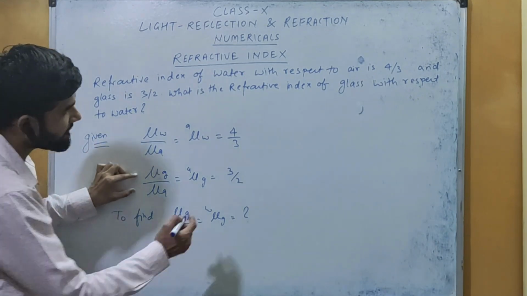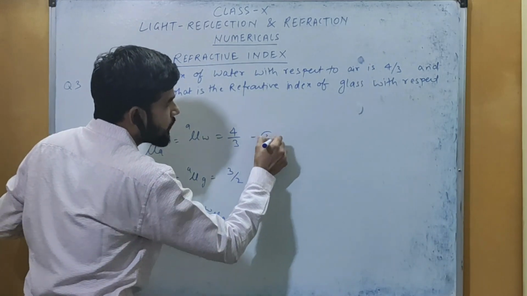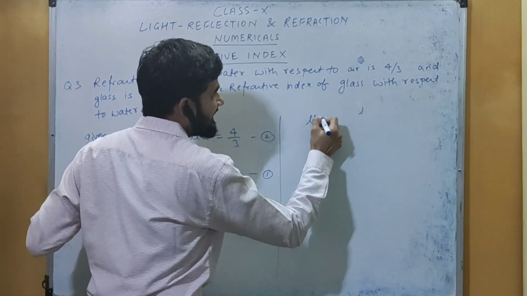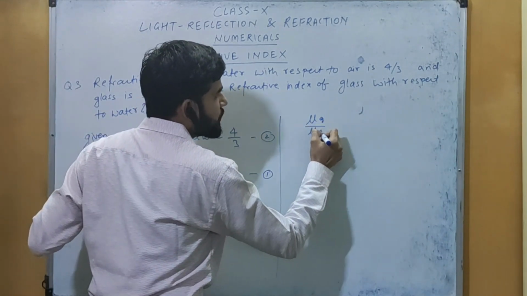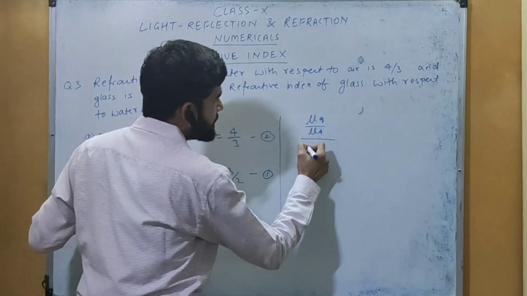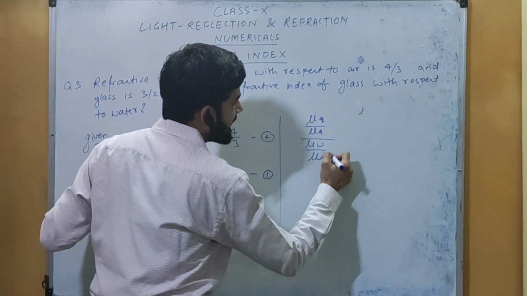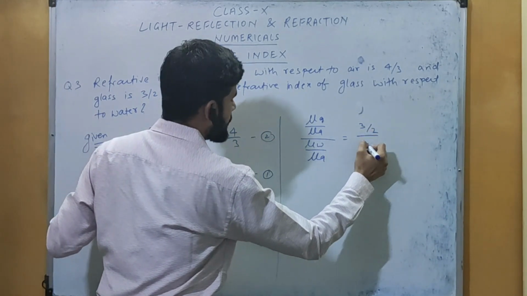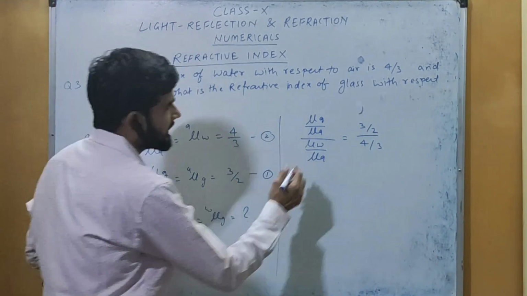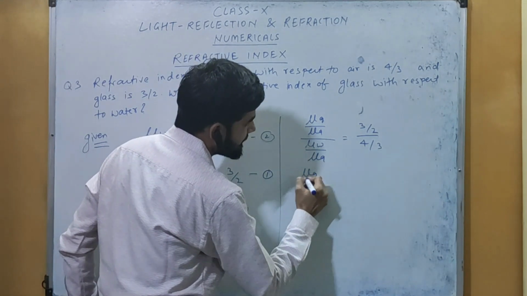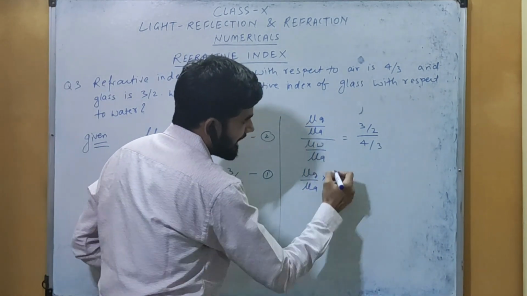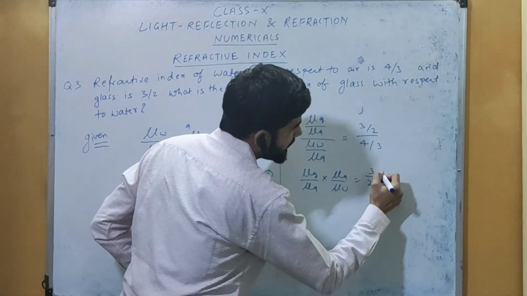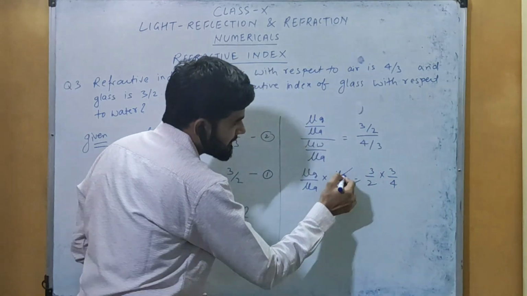Now what we will do, if I divide equation 1 by equation 2, I will get this mu G by mu W. How? The refractive index mu G by mu A whole upon mu W by mu A equals 3 by 2 upon 4 by 3. Now here, mu G by mu A into mu A by mu W equals 3 by 2 into 3 by 4. This mu A gets cancelled.